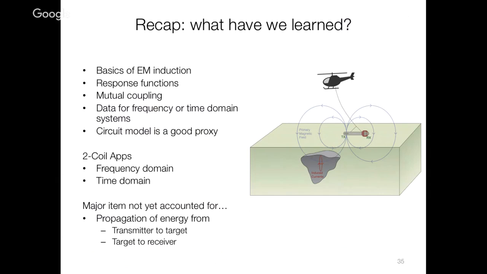So we're doing not too badly with the circuit model for the frequency and time domain. What hasn't yet been talked about is that we've got to get energy from our transmitter to our target, and also back from the target to the receiver. That's an important aspect, and we need to take account of it.